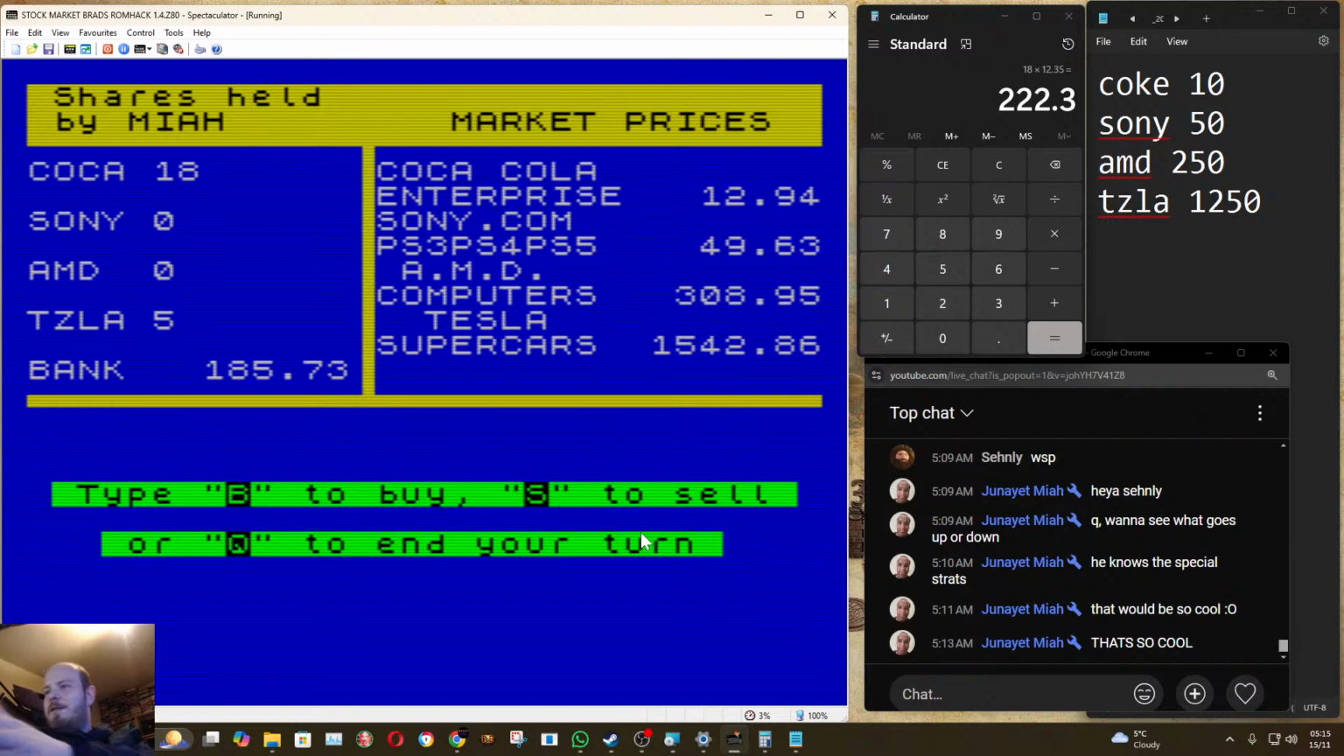So it's Mia's turn. But the irony, Mia, is that we're playing on a $5,000 computer, the same system, right? Through the power of the internet multiplayer, right?